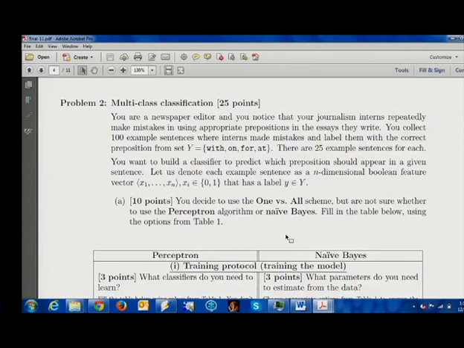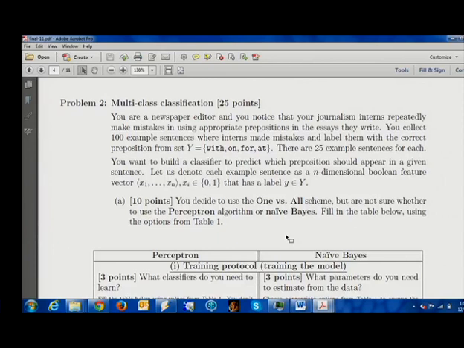The setting, the story, is a context-sensitive spelling correction. So you have interns that make mistakes using appropriate prepositions. And you think about this as a problem of identifying which of the 4 prepositions should be written, used in the context of a given sentence, right? So you know there has to be a preposition there, and you want to know which one. So there are 25 examples for each, and you want to build a classifier that predicts that.